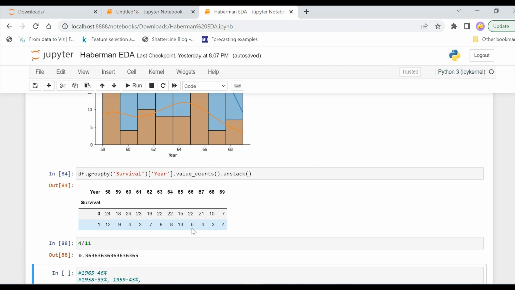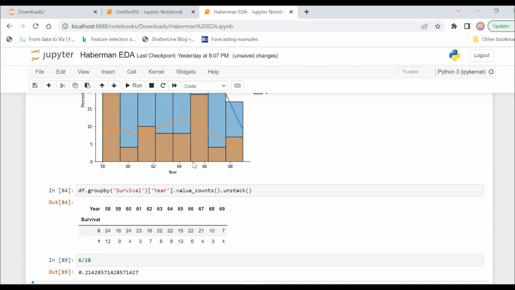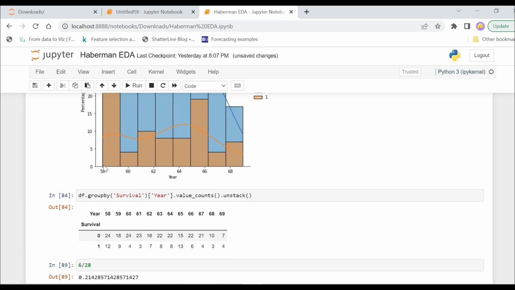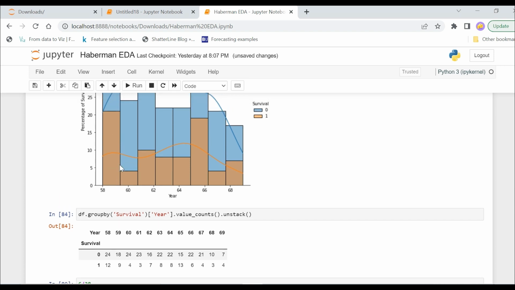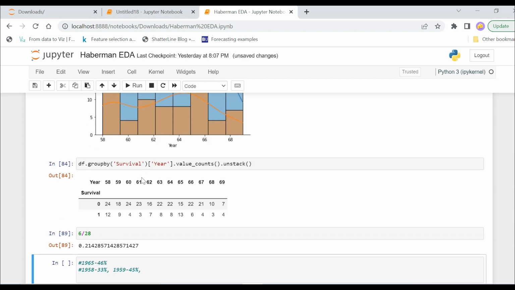66 also is 6 out of 28, is how much? 6 out of 28, 21%. You can say that nearly 65, 66 and around 58, 59, the operations there were people around 40% who were dying during this time. So you can say around, this is 21.4%. What is the average? 21 and 46. 21 plus 46 is 67, divided by 2 is around 33.3.